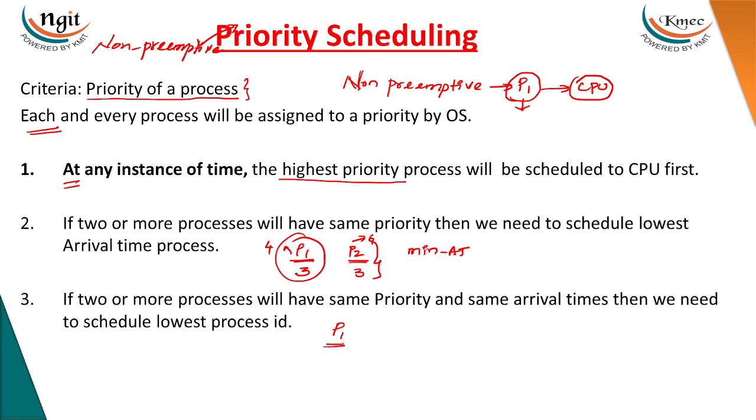There is one more case where P1 will have priority 3 and P2 will have priority 3. So the priority is the same, and even the arrival times are the same. Both arrived at, let us assume, 0 and 0. Then we need to take the lowest PID, the minimum of their PIDs. Out of these two, the minimum will be P1, so P1 will be scheduled first. Right? So this is our criteria.